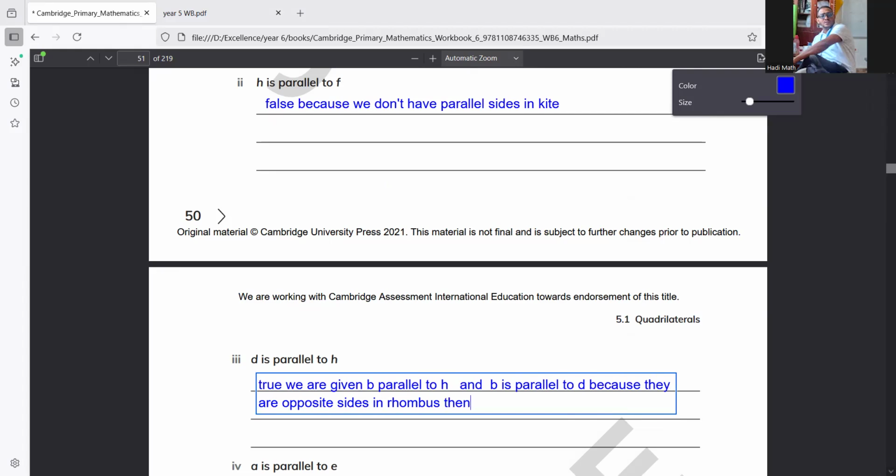Then D is parallel to H, because B is parallel to H and B is parallel to D. That makes D and H parallel to each other.